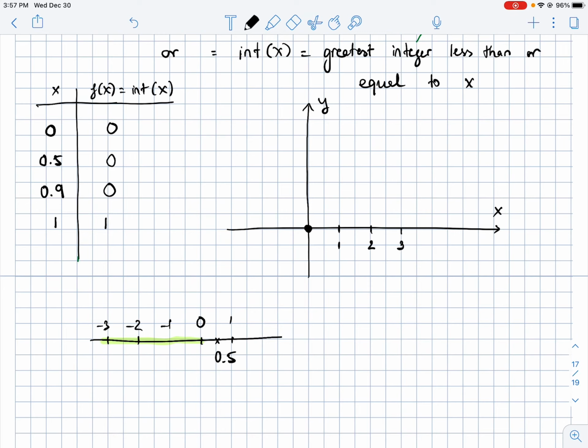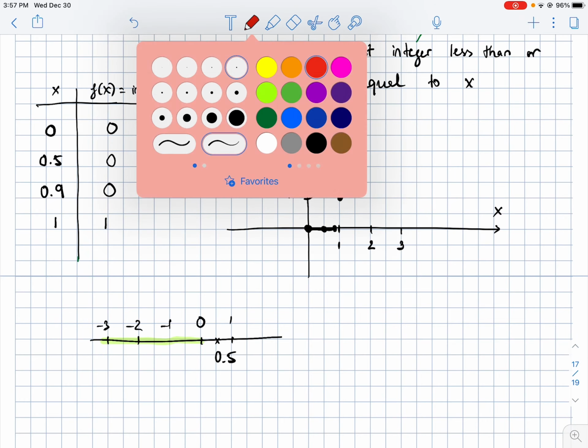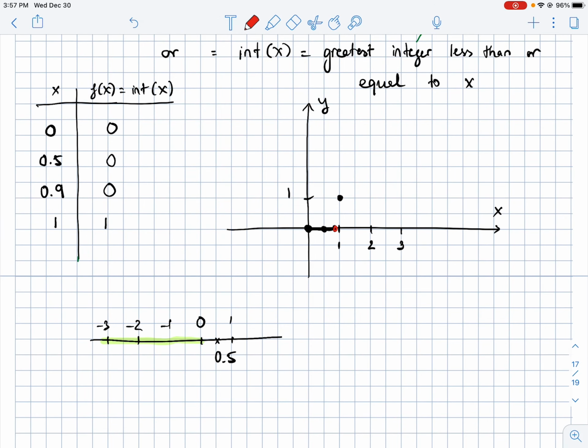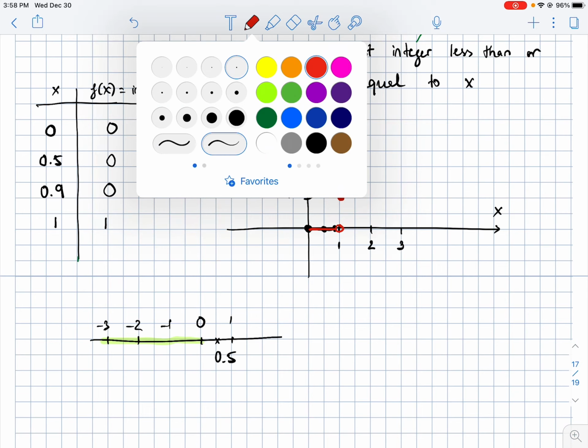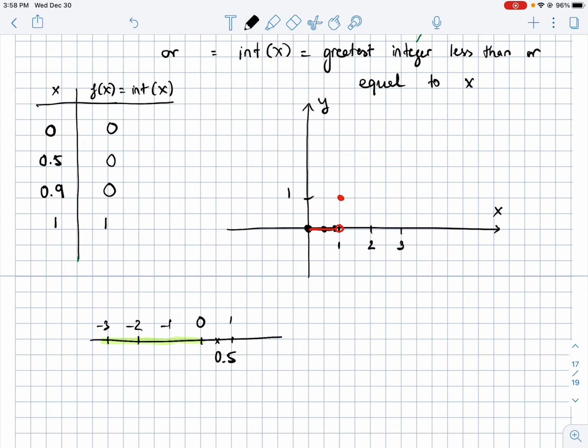Now let's plug in the 4 points. 0, 0, 0.5, 0, 0.9, 0, and let's connect the 3 points, and 1, 1. So right here, we will have the open circle because at 1, we have the jump right there. So the graph is starting from 0 to 1, but at 1 we have the open circle. And then the closed circle at 1, 1.